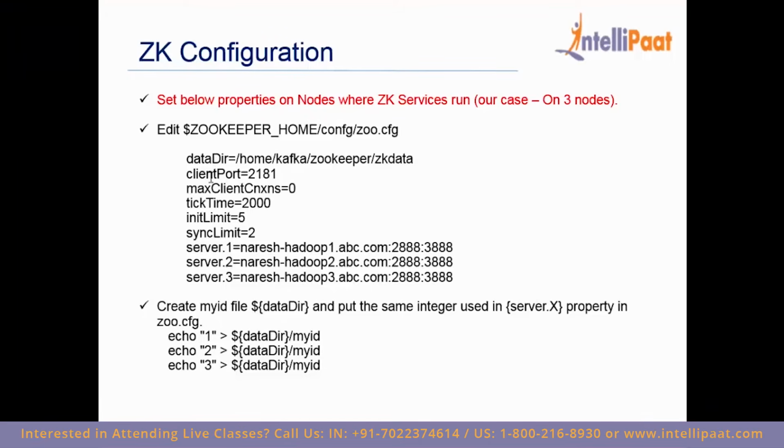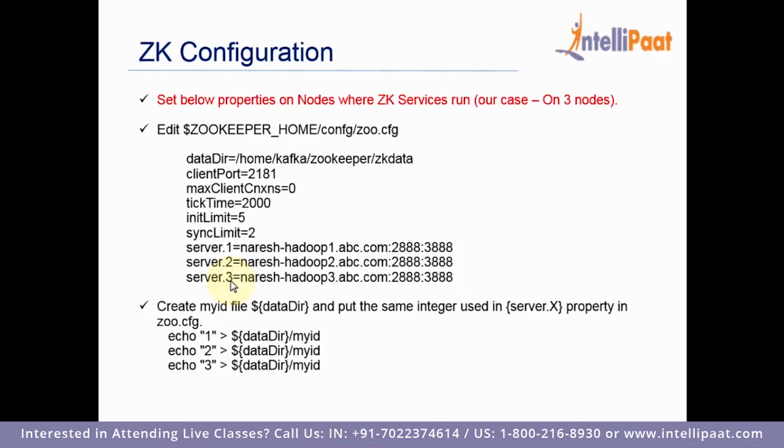What is the second part? Secondly, we need to create myid file and put the same integer used in server.x properties in zoo.cfg, which means we will create a file myid at this directory and we will put an integer 1 for the first Zookeeper server, 2 for second Zookeeper server and 3 for third Zookeeper server.